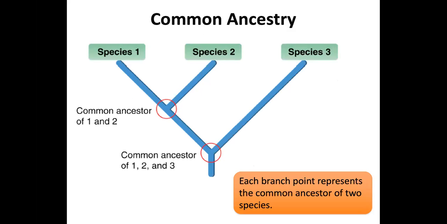So when we're looking at a cladogram or phylogenetic tree, we need to know that each branch point represents the common ancestor of two species. So is species here, yes. So if you have a common ancestor of 1 and 2, okay, because that's where they branch off. And then this one, because you see this would be a common ancestor of 1, 2, and 3, because this branches off of here.